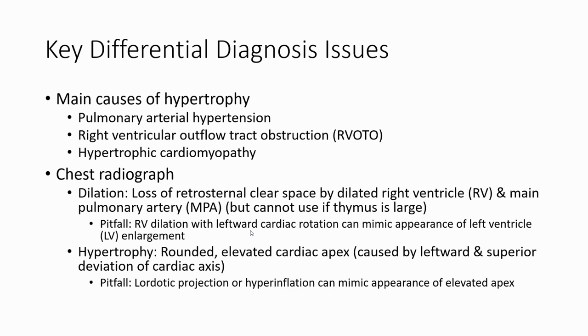In the chest X-ray, in case of dilatation, we look for the loss of retrosternal clear space by the dilated right ventricle and main pulmonary artery, but this cannot be used if the sinus is large. In hypertrophy, we can see an elevated cardiac apex caused by the hypertrophy and superior deviation of the cardiac axis.